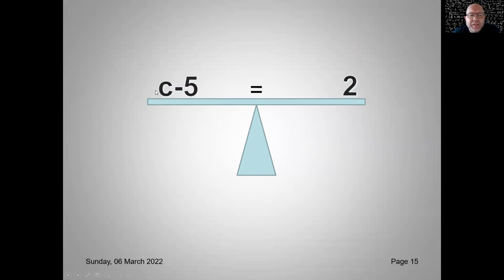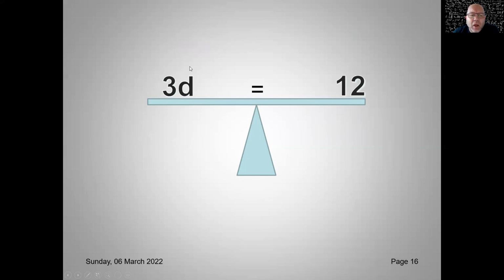Another example, c take away 5 is equal to 2. And we want c on its own. So I'm going to add 5 because I want to get rid of this negative 5. So I'm going to add 5 to this side. But remember, I need to do the same to the other side. So c, adding 5 to this will get rid of that negative 5. Adding 5 to this will give us 7. So c is equal to 7.